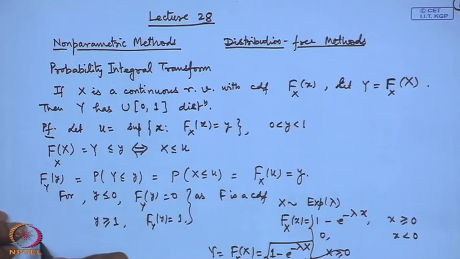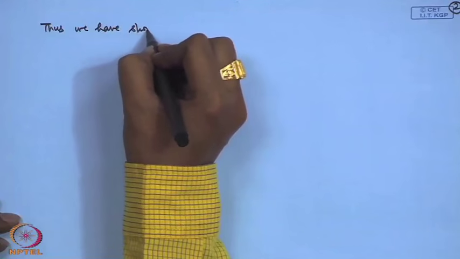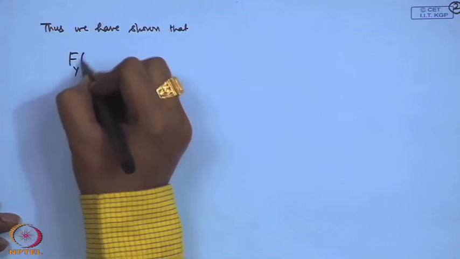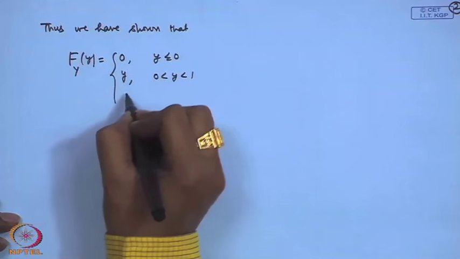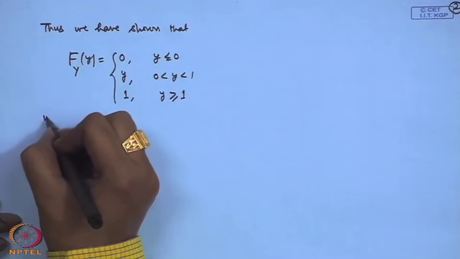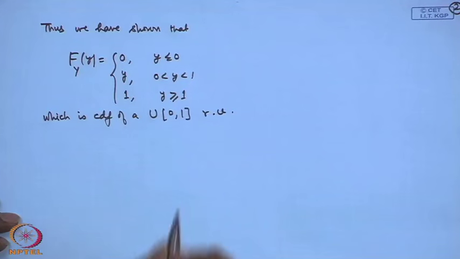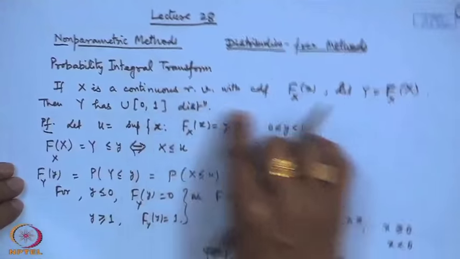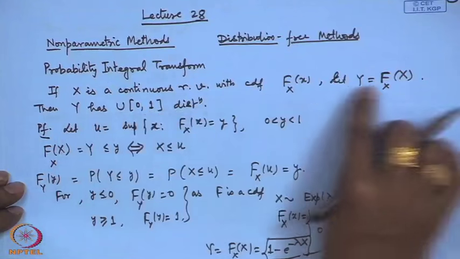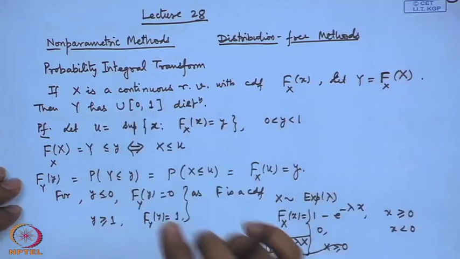So, what have we proved? Let me write it. Thus, we have shown that F_Y(y) is equal to 0 for y less than or equal to 0, it is equal to y for 0 less than y less than 1, it is equal to 1 for y greater than or equal to 1, which is the CDF of a uniform 0, 1 random variable. So, we have proved that if X is a continuous random variable with CDF F_X, then Y, that means F_X(X), in place of small x I replace by capital X, so it becomes a function, this random variable will have a uniform distribution.